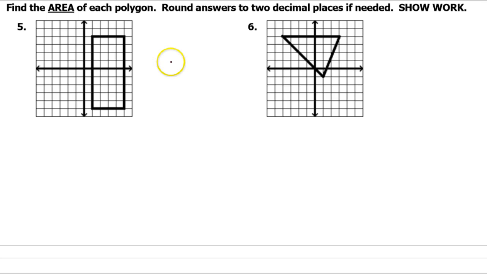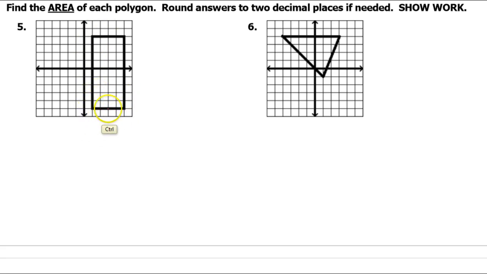All right, now it's time to switch gears and talk about the area of some polygons. The area is the number of spaces on the inside. If I were to count up the number of squares that are inside this rectangle, that would be the area, because each one of these squares is one square unit. I don't want to have to sit here and count 1, 2, 3, 4, 5, 6, 7, 8 like that. I know that when I have a grid like this, if I want to find the total number of squares, I can just multiply the number of columns times the number of rows. In other words, the length times the width.